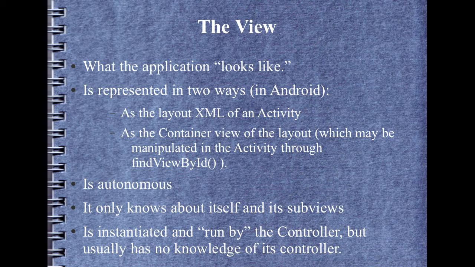So the view is either the static XML layout or a view subclass or layout class or something that is created by the activity. The view, again, is autonomous, meaning that it only knows about itself and its subviews. And it is instantiated and run by the controller, just like the model is, and almost never has any knowledge of its controller. The only exception to that is if we dynamically create a view within the activity, then that view is a creature of the controller. But still, that view doesn't know about the controller. The controller knows about its view.